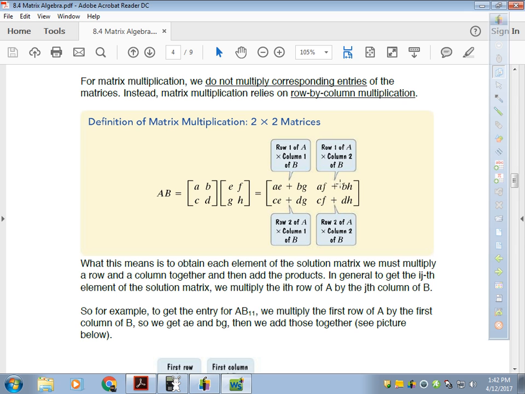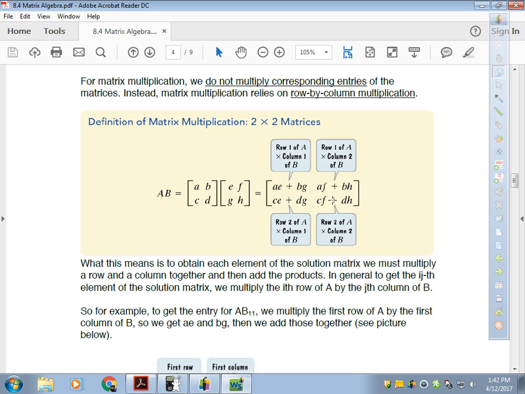Over here, when I get to the next element, this is row 1, column 2. So I'm going to take row 1 of matrix A, which is A B, and multiply it by column 2 of matrix B, which is F H. So A times F, B times H, we get AF plus BH. Down here, this element is row 2, column 1. So I'm going to take row 2, which is C D, multiply it by column 1, which is E G. So I'll have C times E and D times G. So I'll get CE plus DG.